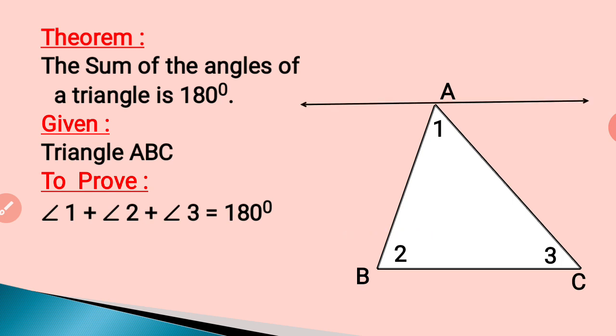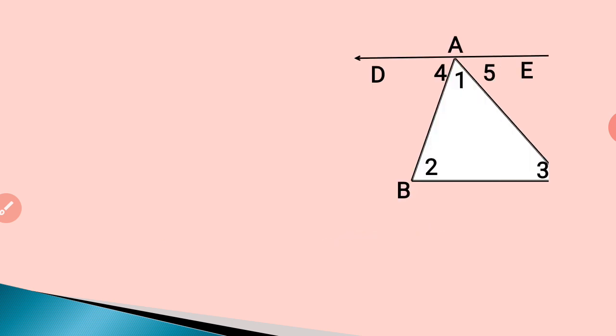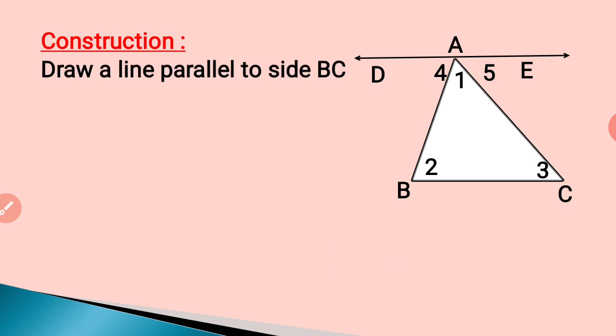Now here there is a construction. We have to draw a line DE parallel to side BC. Here after drawing it, we get a few more angles. We are naming them as 4 and 5. So this is the construction noted down. Draw a line parallel to side BC through A. So the line is passing through point A.